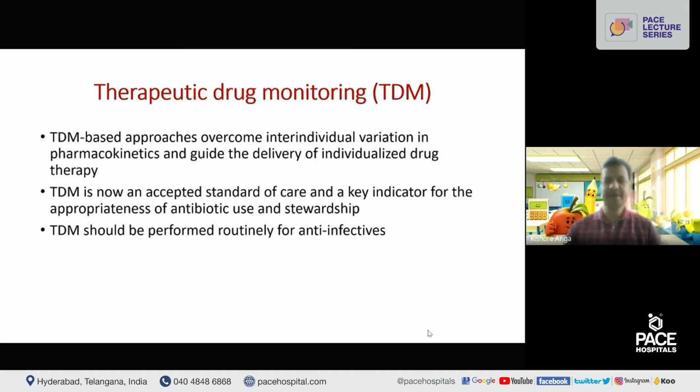So ultimately, therapeutic drug monitoring is the way to go, which will be the future, because we cannot individualize for each patient what is happening with respect to their liver, intestine, kidney, and the effect of those changes on the specific drug. So the best is to monitor the level of drugs and adjust the dosages accordingly. And it is an accepted standard of care and a key indicator for appropriateness of antibiotic use.